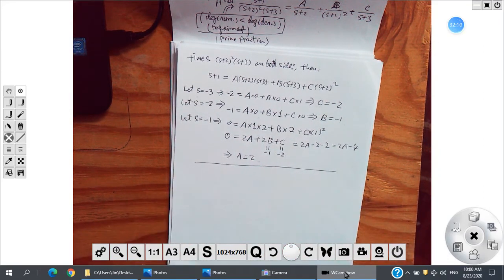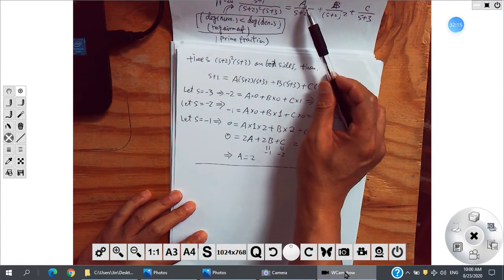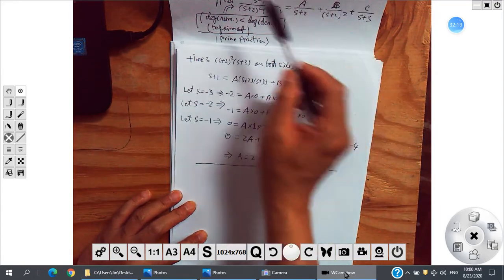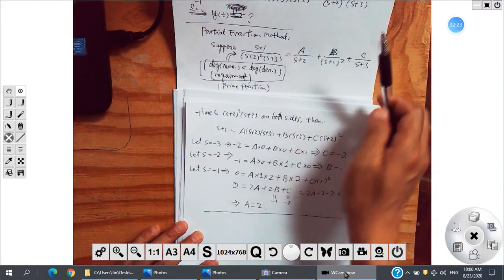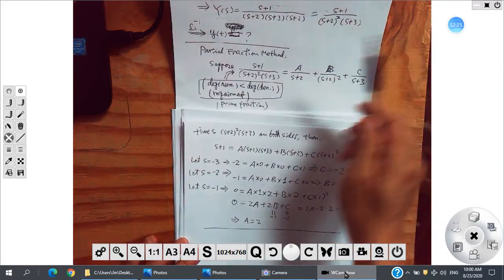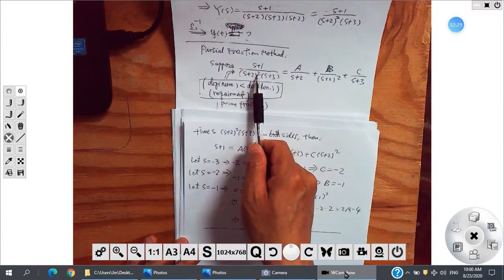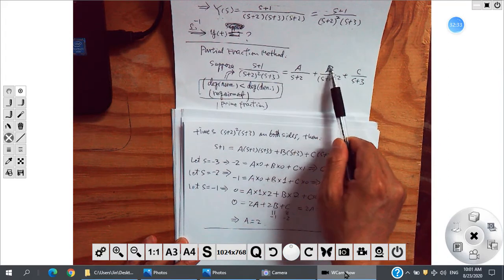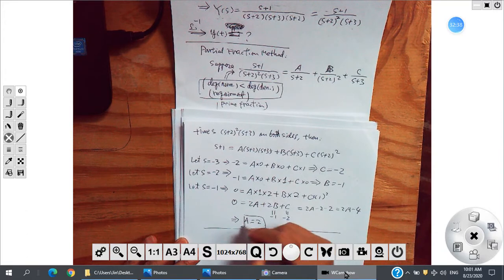We got A, B, C. Now please look at here. We know what A is, what B is, what C is, right? Actually, this is Y of s. Y of s is this one. And this one, by partial fraction, we get this. And the coefficients A, B, C are here.